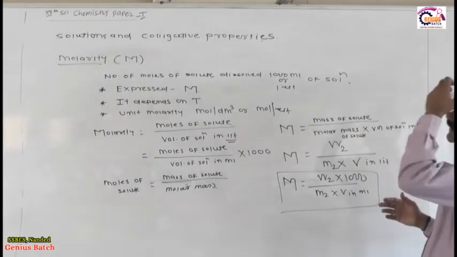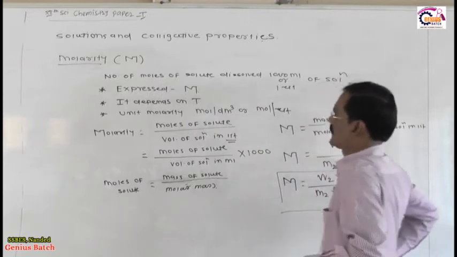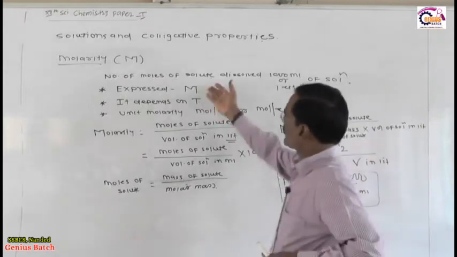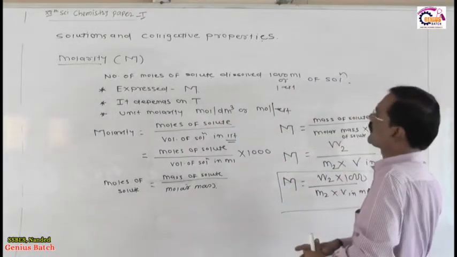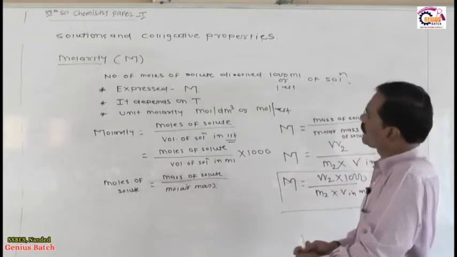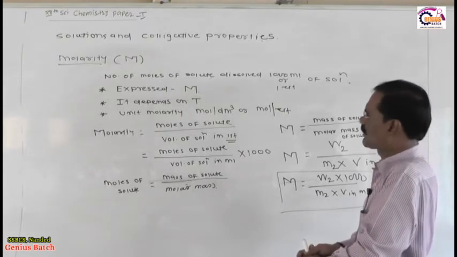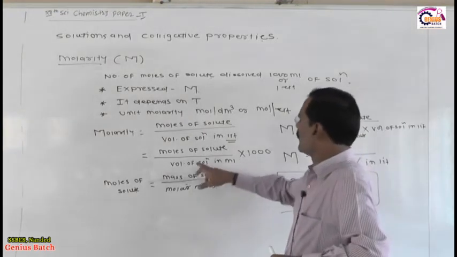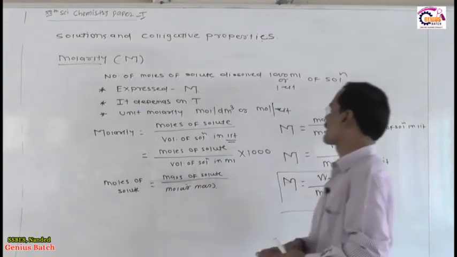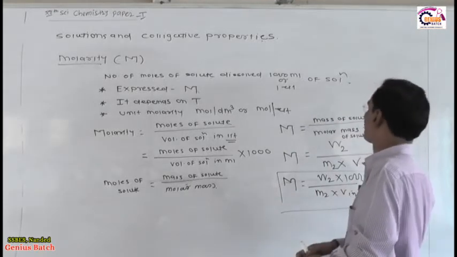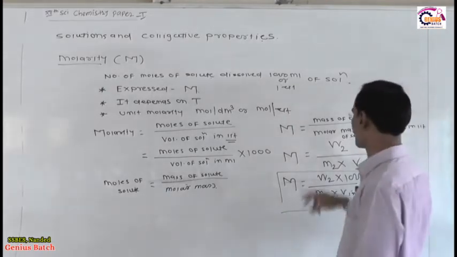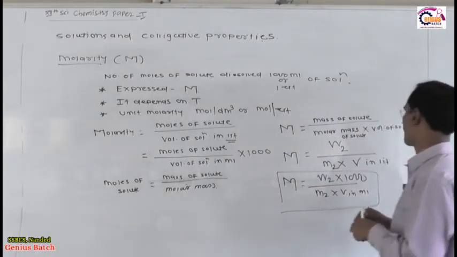So, what is the meaning of molarity? The molarity of a solution is defined as the number of moles of solute dissolved in 1000 ml or 1 liter of the solution. It is expressed in capital M, it depends on temperature, and the unit of molarity is moles per dm cube or mole per liter. Therefore, molarity is equal to moles of solute divided by volume of solution in liter. With volume in ml, we multiply by 1000. Moles of solute is equal to mass of solute divided by molar mass. Therefore, capital M is equal to mass of solute divided by molar mass into volume of solution in liter, that is, M is equal to W2 divided by M2 into V in liter.